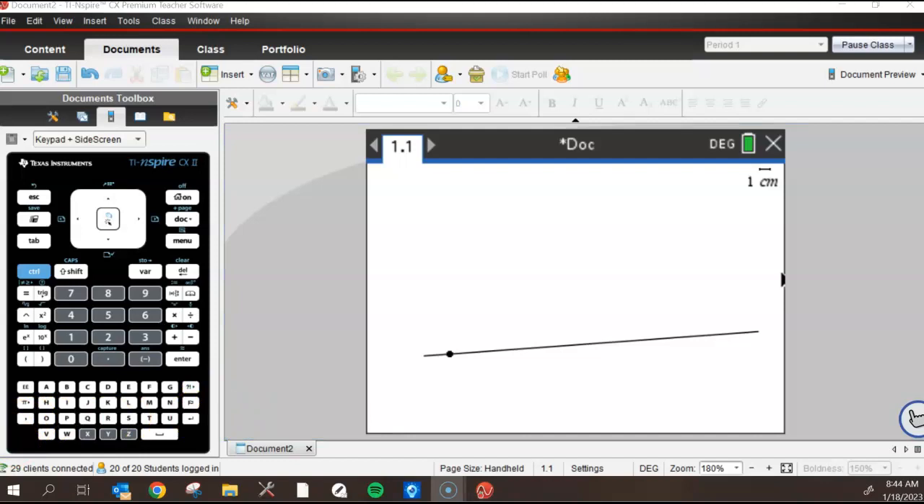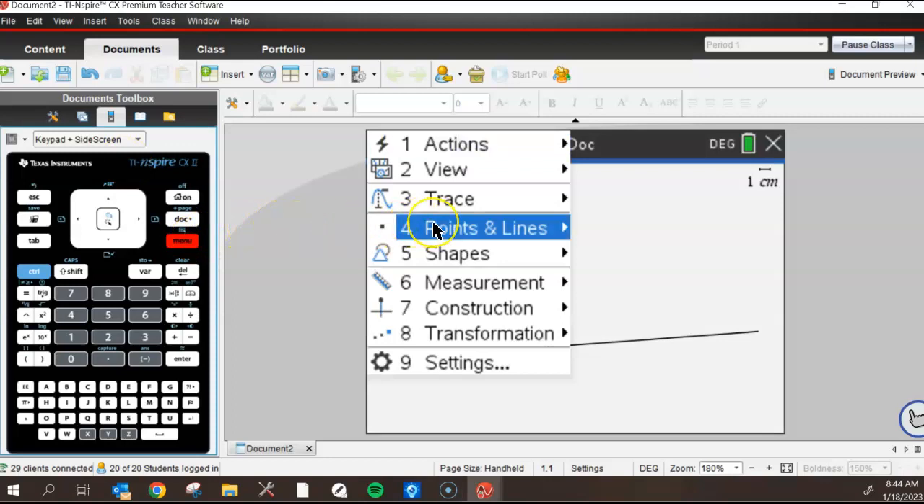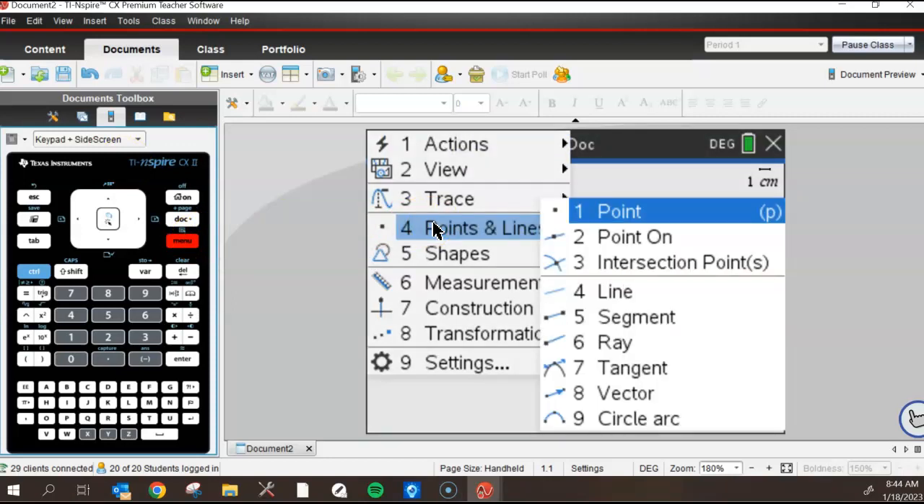Okay, now here's what I want to do next. I want to transform this line by translating it. So you might remember from our previous calculator exploration that to do a translation, I need to create a vector first. So with me now, we're going to go menu. Option 4, points and lines, does include a vector. That would be option 8, a vector.